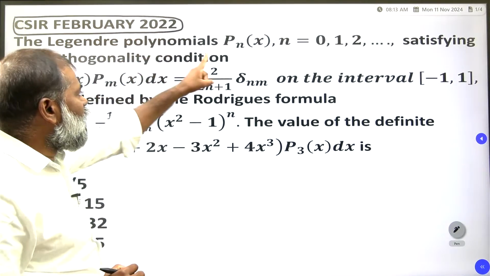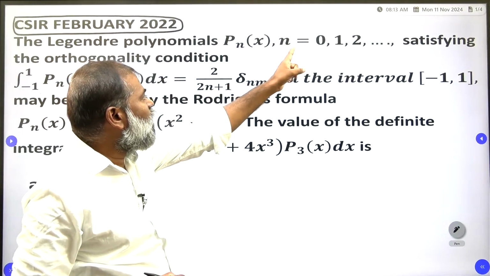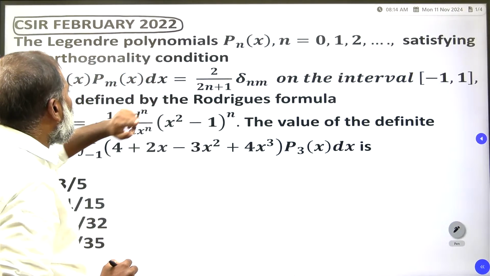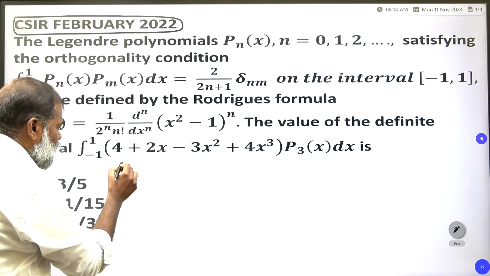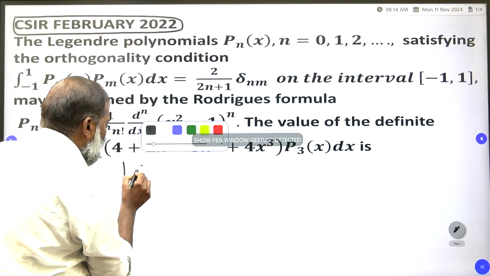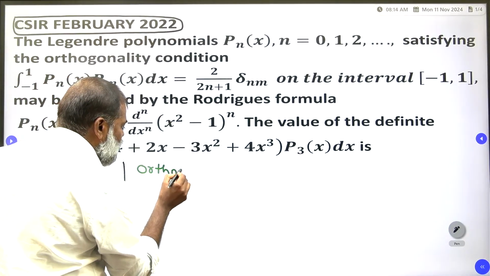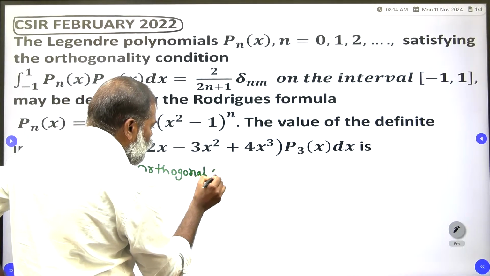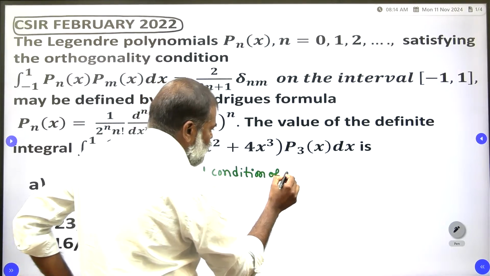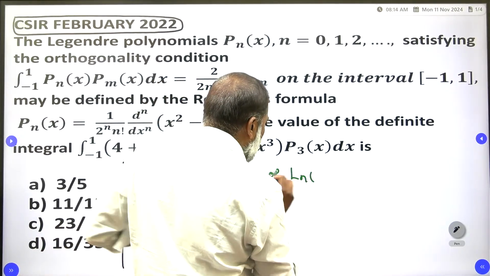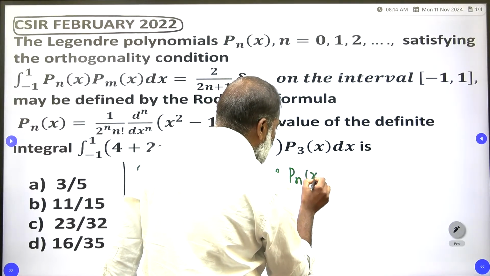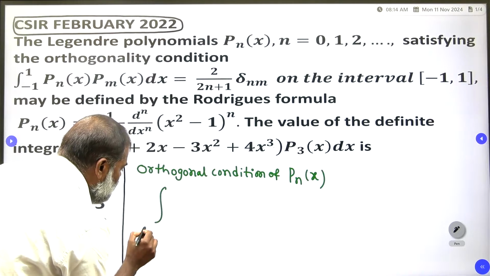The Legendre polynomials Pn of x, for n equal to 0, 1, 2, satisfy the orthogonal condition. What is the orthogonal condition? They are giving the orthogonal condition of a Legendre polynomial, that is Pn of x. So what is the condition?